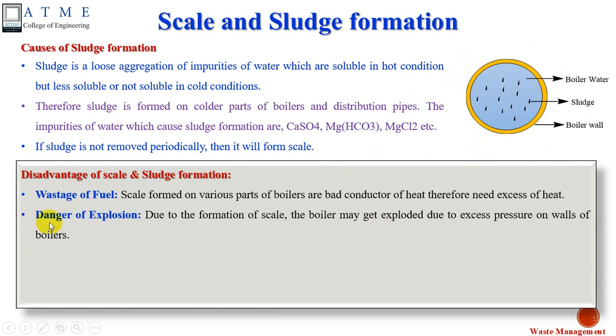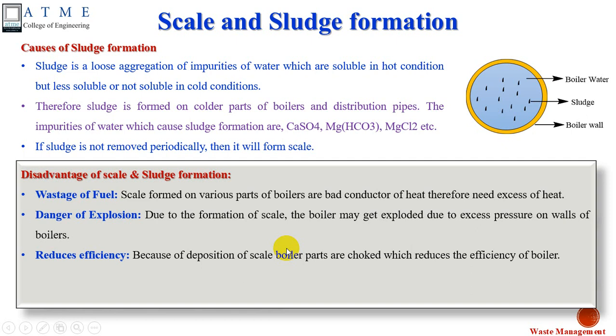And also there will be danger of explosion due to scale and sludge formation. Also, the carbon dioxide, oxygen and MgCl2 present in the water lead to corrosion of the boiler. So the boiler will be corroded. As a result, the boiler may get brittle, and there may be an explosion of the boiler, which will lead to a major disaster.